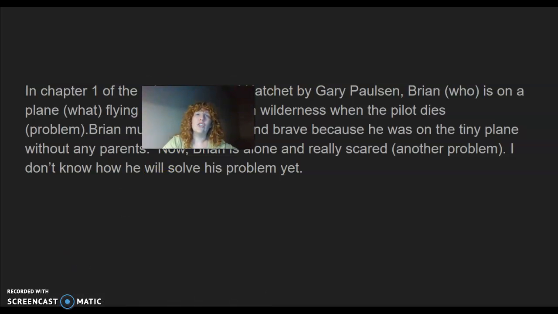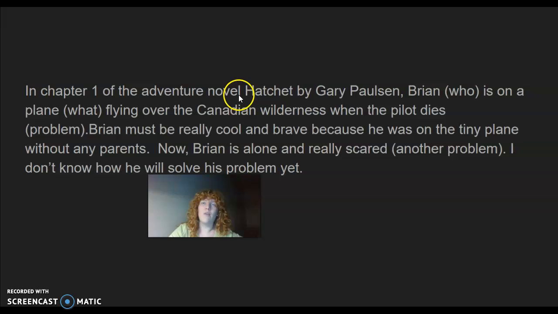In chapter 1 of the adventure novel Hatchet by Gary Paulson, Brian, my who, is on a plane. What? Flying over the Canadian wilderness when the pilot dies. Uh-oh, problem. Brian must be really cool and brave because he was on a tiny plane without any parents. Now, Brian is alone and really scared. Ooh, another problem. I don't know how he will solve this problem yet. All right, that's my summary.